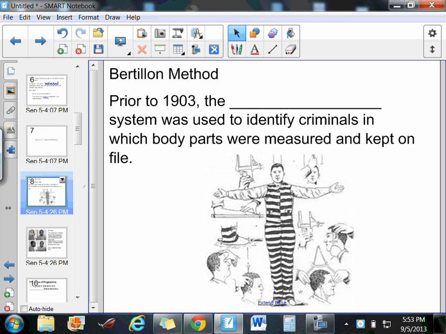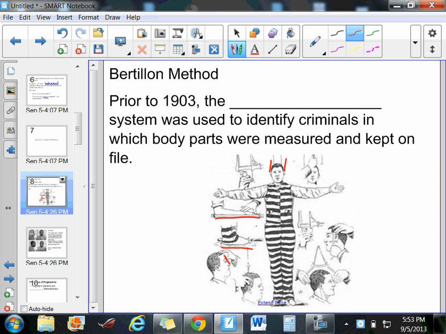Back in ye olde times, they used to identify people, particularly criminals, using something called the Bertillon method. This was developed by a Frenchman named Alphonse Bertillon. What you would do is measure different parts of the body. For example, you would measure the width of somebody's head, or the length of their forearm, or the length of their foot, or the length of their forehead. You'd have all of these measurements that you would keep on file, and that's how you would identify a person, by seeing if they matched all of these measurements.